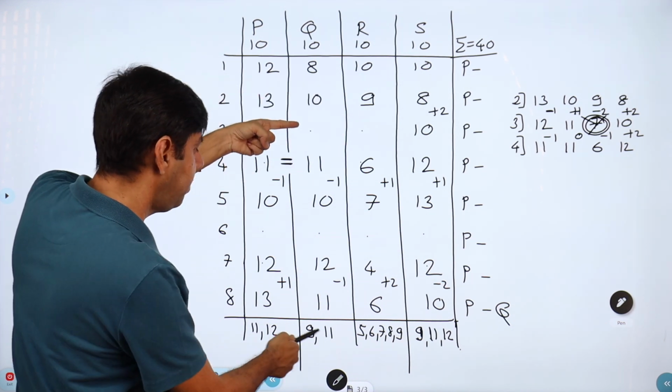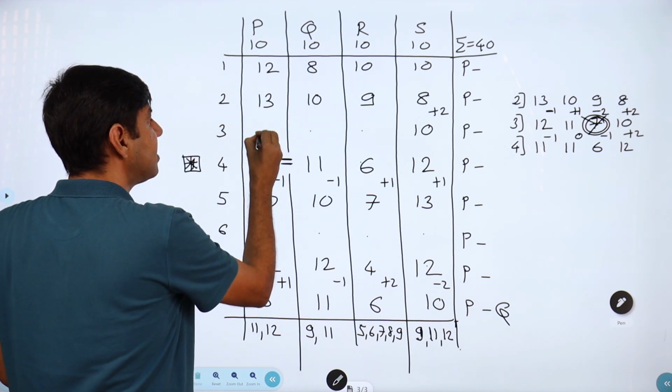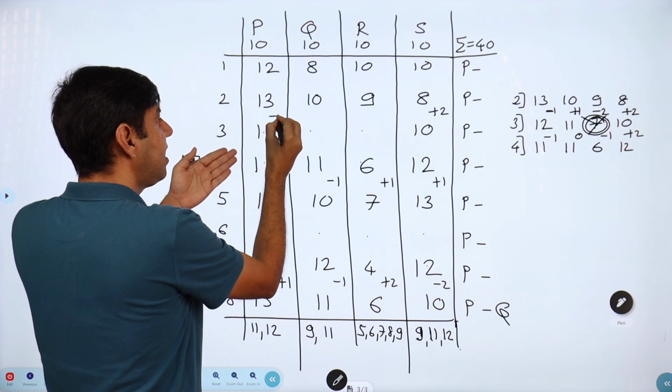Can a decrease of 2 be possible here? 8? No, 8 is not possible. Can a decrease of 2 be possible here? Yes. So this will be my answer if this can't decrease. This is the decrease of 2.